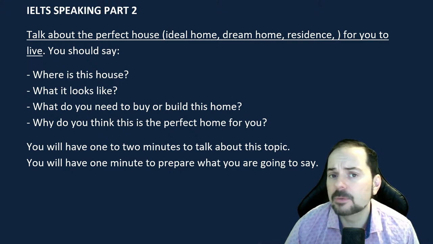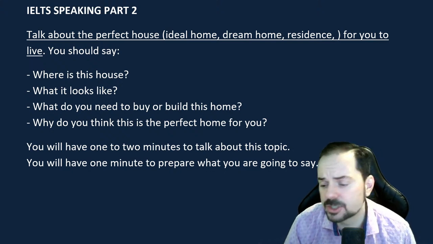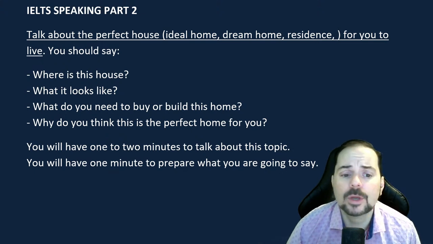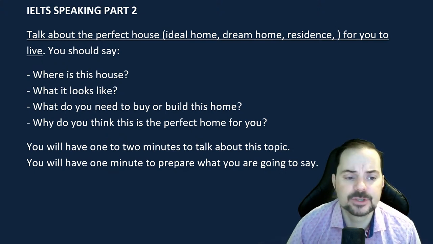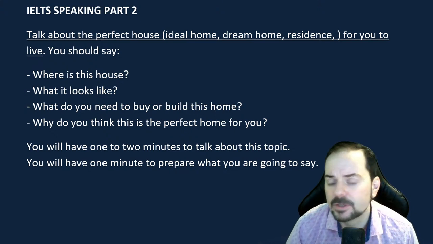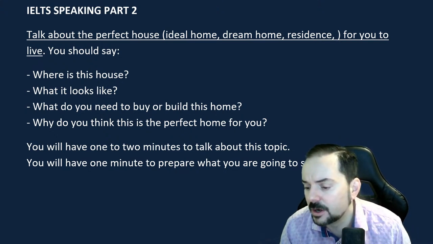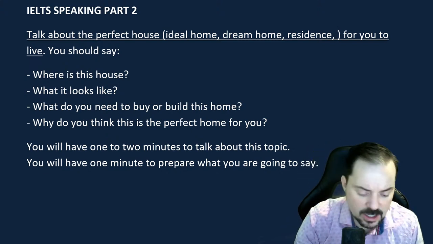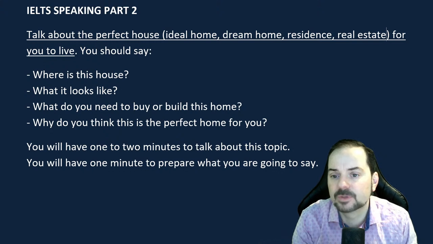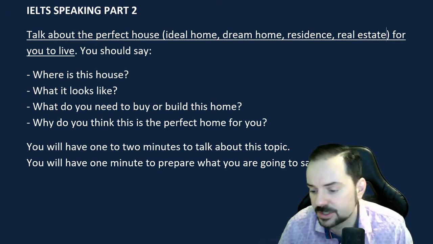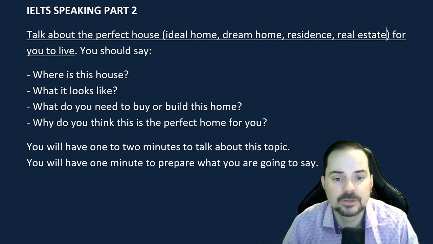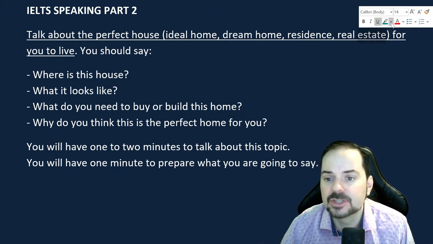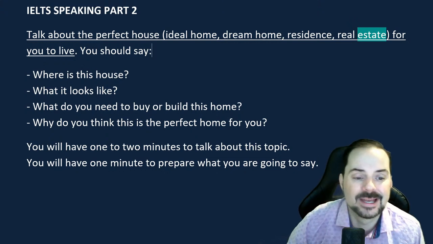All right, and you might want to read those twice real quick, just to make sure. Where is this house? What does it look like? What do you need to buy or build this home? Why do you think this is the perfect home for you? All right. Accommodation is okay. Building is okay. I would go real estate, or estate even just is a good one as well. So the perfect estate. So there's another nice word for you for home, estate.